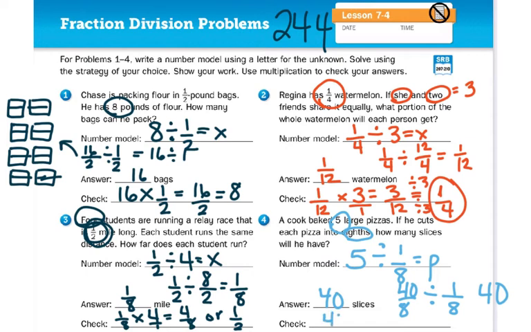If I check that, take 40 slices divided by, or excuse me, multiplied by 1/8. Times 1/8 gives me 40/8, and 8 goes into 40 five times. 5 full pizzas. If I take those 40 slices and put them together, every 8 slices creates a whole pizza.